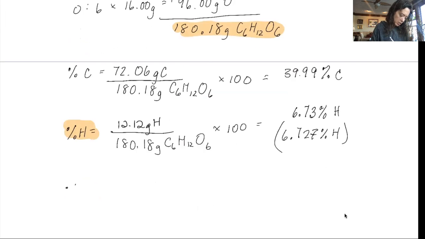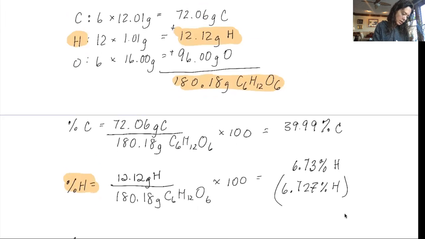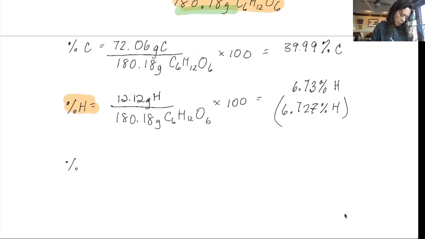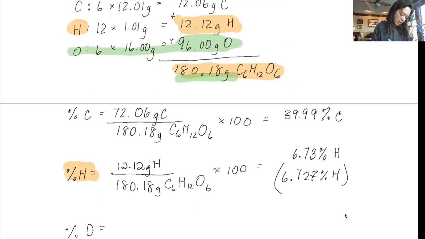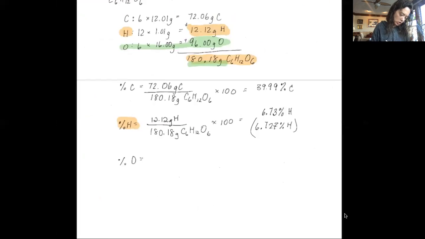And then we will have our percent oxygen, right? We will then take the mass of our oxygen and divide it by the mass of the compound. So percent O is equal to the 96 grams of oxygen divided by the mass of the compound. Or some of you may be thinking, well, couldn't we add those other two percentages up and subtract it from 100? And I would say, yeah, you could.